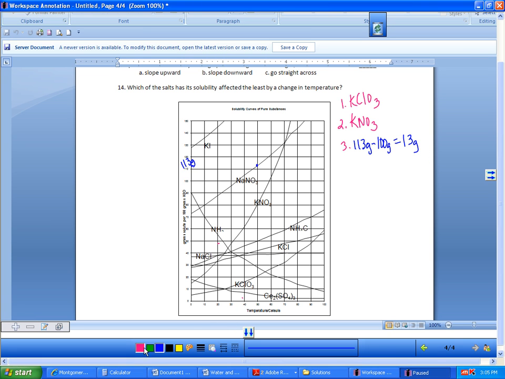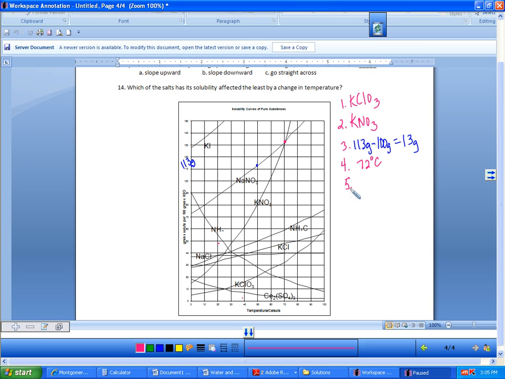Okay, number 4. Number 4 said, at what temperature do saturated solutions of potassium nitrate and sodium nitrate contain the same weight of solute? So I looked for potassium nitrate and sodium nitrate to cross each other. Here's potassium nitrate, here's sodium nitrate. So that's where they cross each other, so that's where their mass is the same. So I just shot down here, and it looked to me like it was about 72 degrees Celsius.